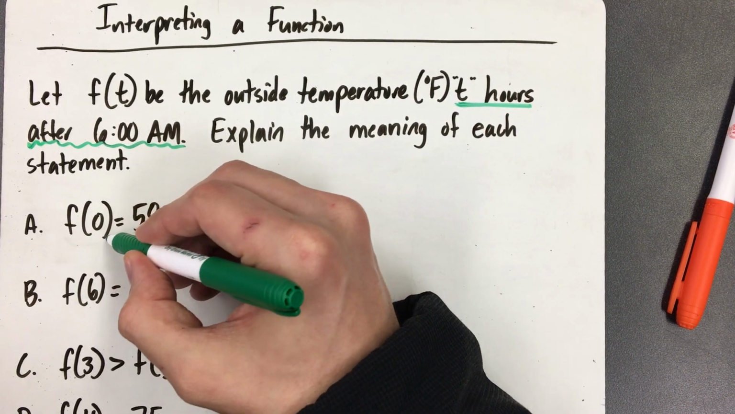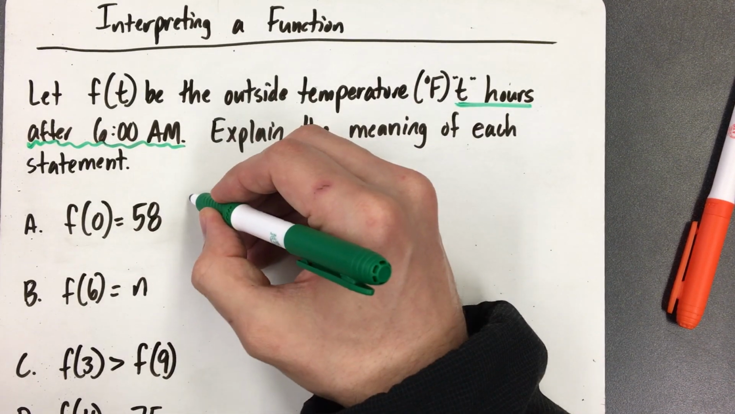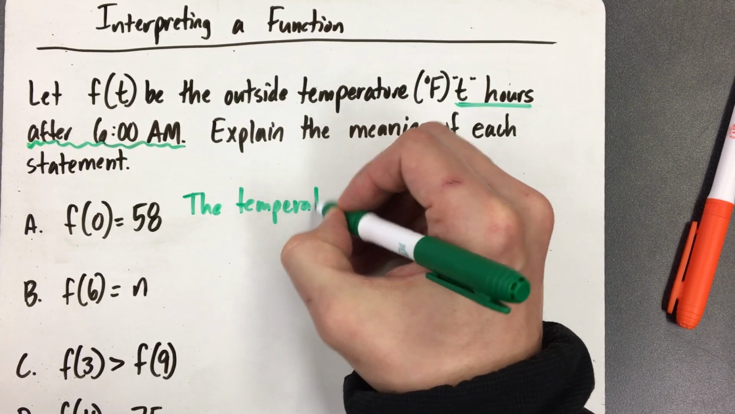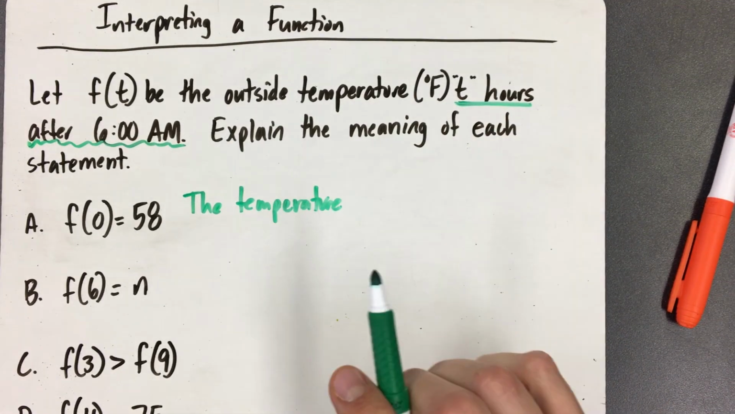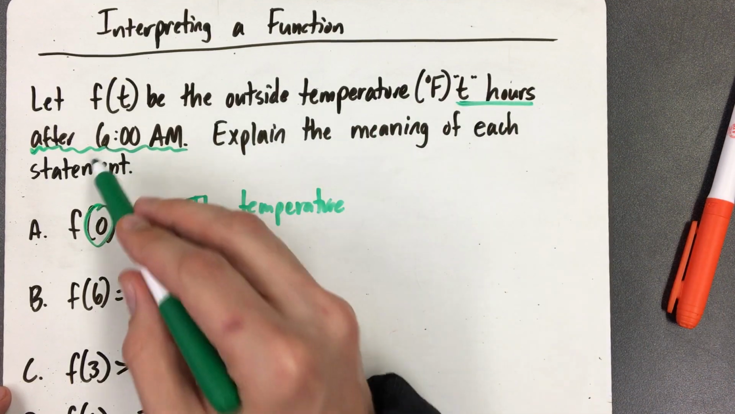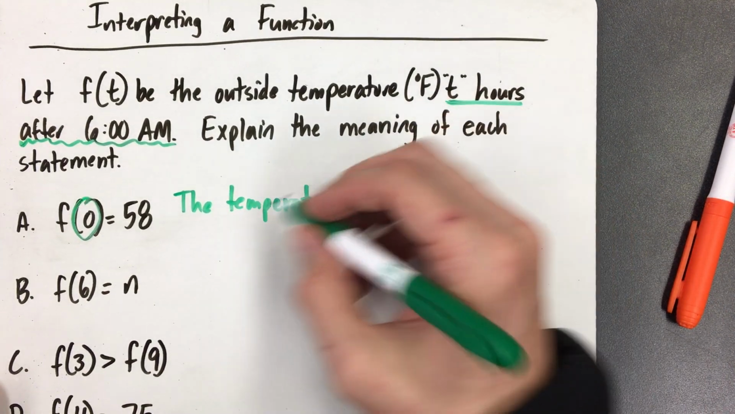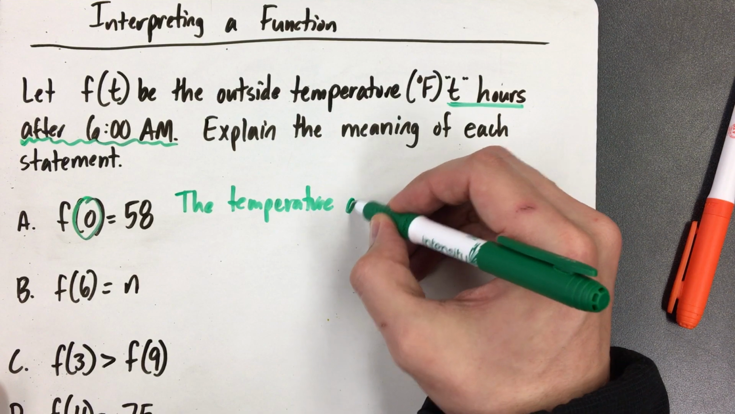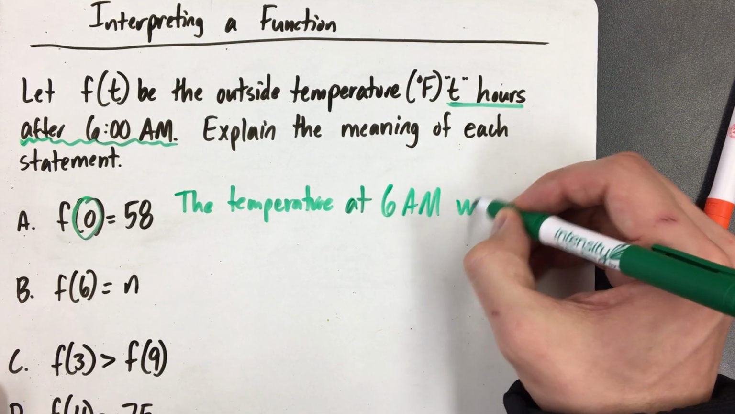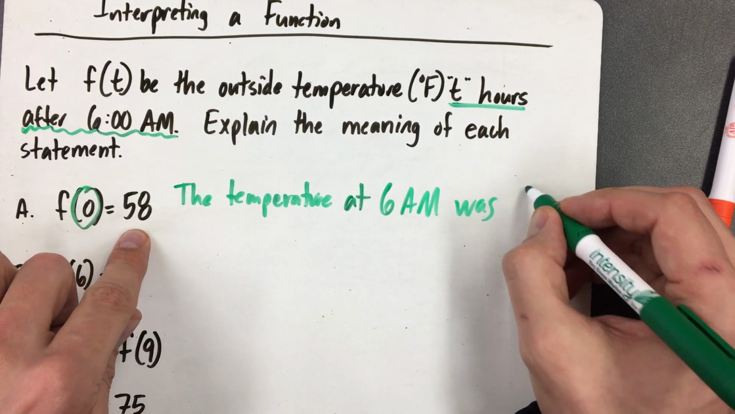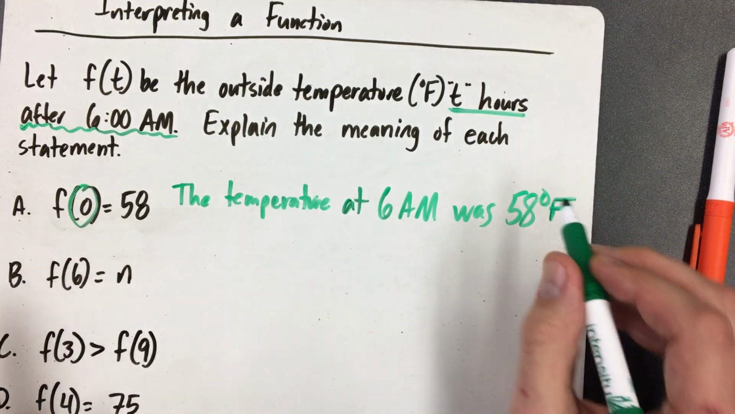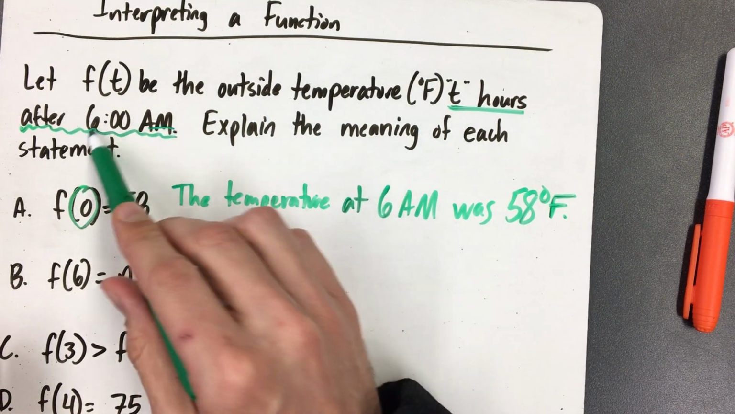So right here it says f of 0 equals 58. So this means the temperature 0 hours, right? Remember, this is how many hours after 6 a.m. So this means the temperature 0 hours after 6 a.m. That just means right at 6 a.m., right? The temperature at 6 a.m. was 58 degrees, right? 58 degrees Fahrenheit. We were measuring it in Fahrenheit. That's all that means. The 0 means we're 0 hours after 6 a.m.